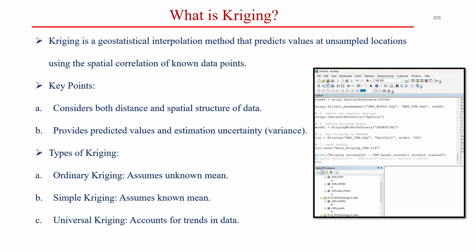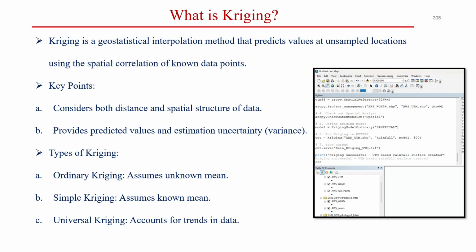Now moving further on, we have three kinds of kriging. Ordinary kriging is used when the mean of the data is unknown. That is the most commonly used form, and it's what we will use today. Simple kriging is used when the mean is known. Universal kriging is used when there's a spatial trend in the data.